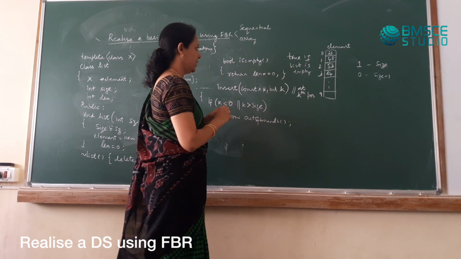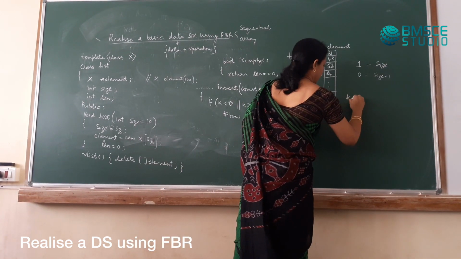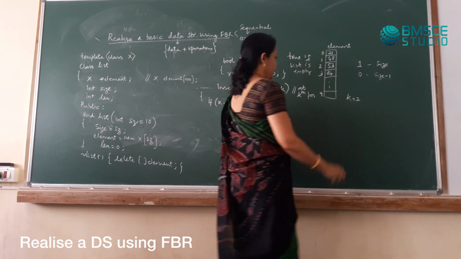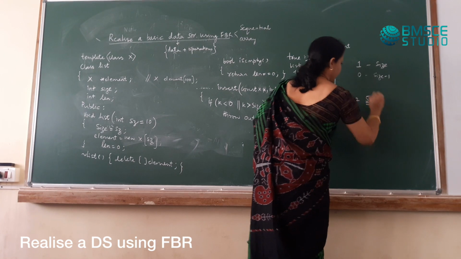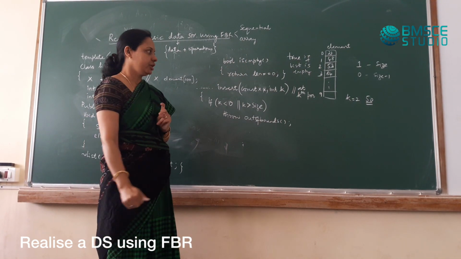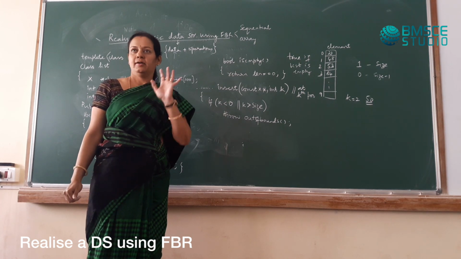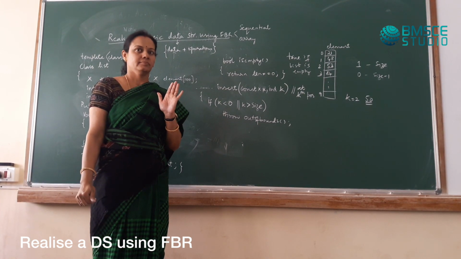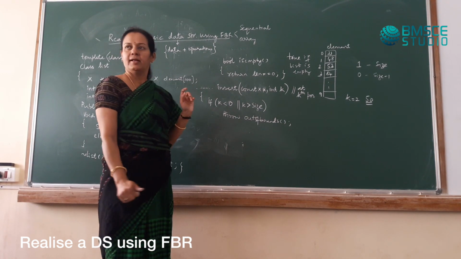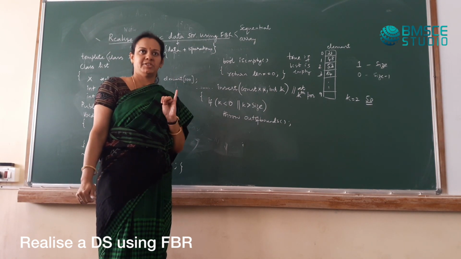Now we've got a request. Let me say at position 2, store the data 50. At position 2, store the data 50. This is the request. Do we have space for that? Yes, we have space for that.